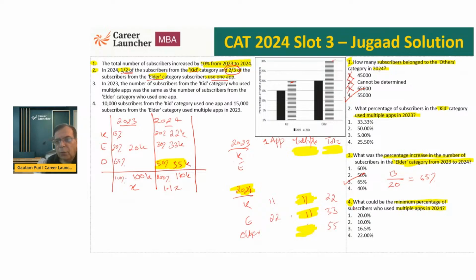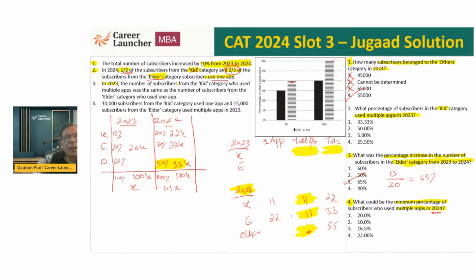Now what was question 4? Question 4 was about 2024. What could be the minimum percentage of subscribers who use multiple apps in 24? If I have to have the minimum percentage of subscribers, I will want this to be 0. But let me go through the other statements, in case something is given about others. So far, I don't have anything on others at this point of time. Let's go further. Statement 3.